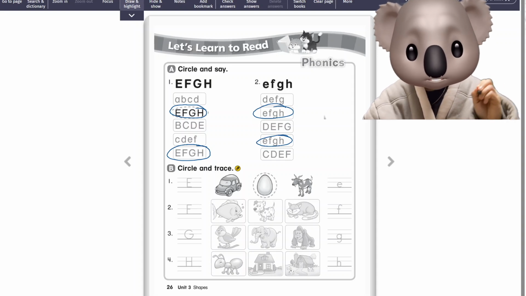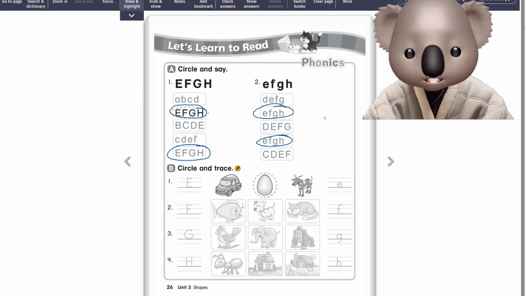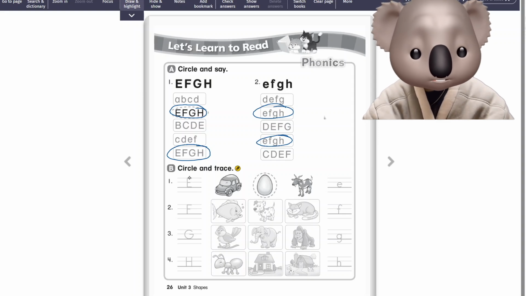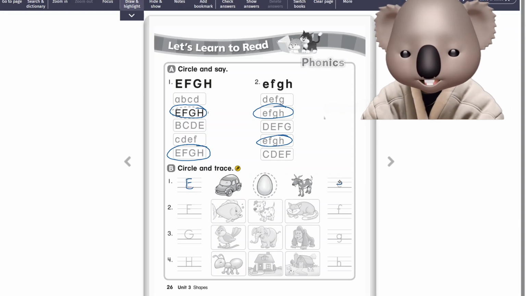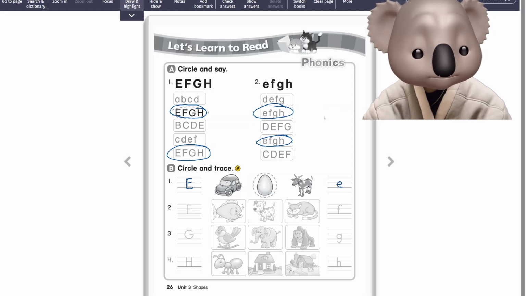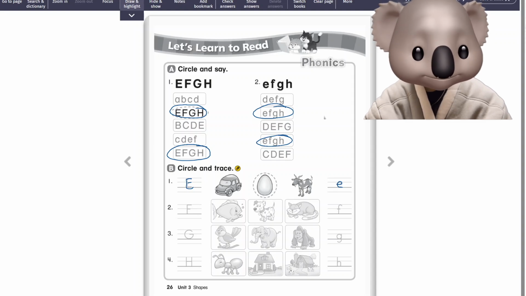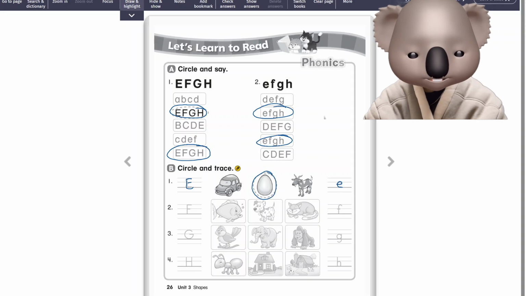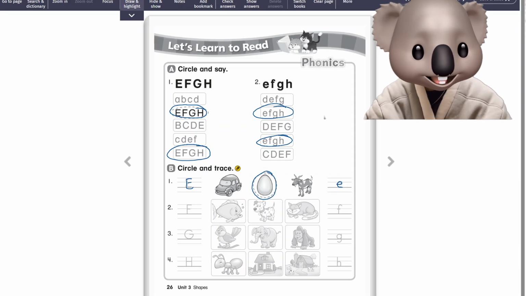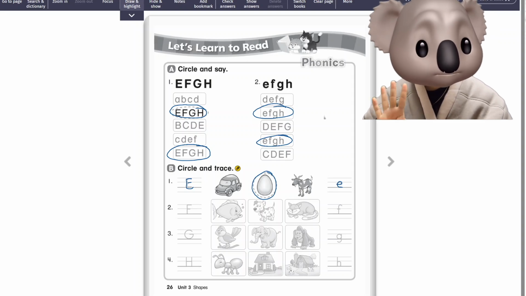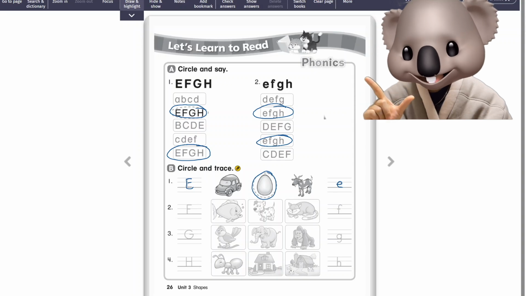It says to circle and trace. In number 1, we are going to trace the big E and the little e. Now we need to circle a picture that starts with the letter E. Our first picture is a car. The second picture is an egg. And the last picture is a goat. So we need to circle the picture of an egg because it starts with the letter E. Great job! Do number 2, 3, and 4 by yourself and we'll check your answers.